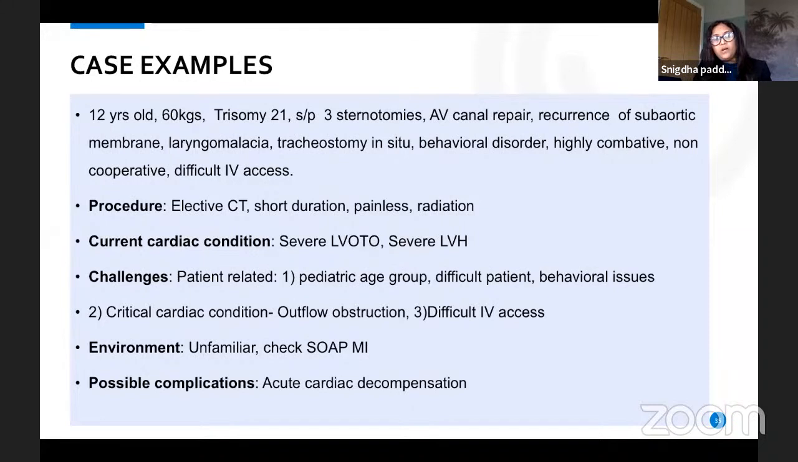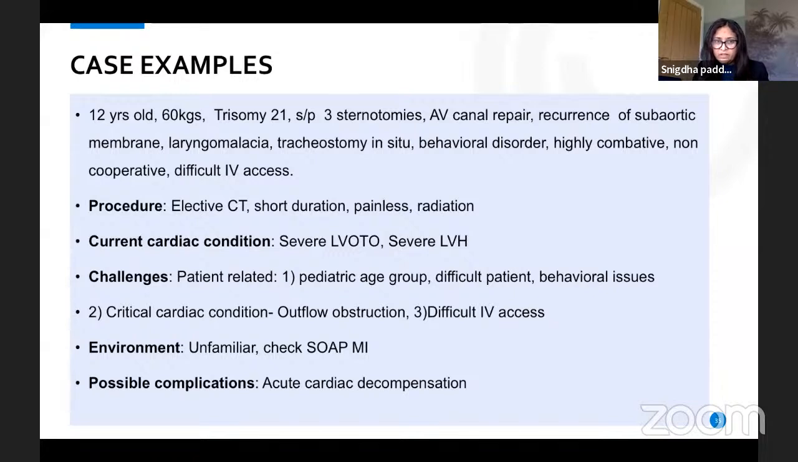So it's not all about cardiac anesthesia. When you try to do remote location anesthesia, you need to take into consideration a lot of other factors. So what I generally do, I try to organize my mind around this and note down the important aspects. For example, procedure: what do we need to do? We need an elective CT, which is short duration and painless.